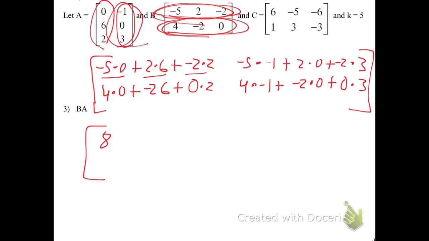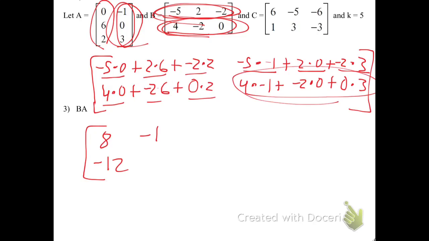Okay, I'm going to go to the second item here. 4 times 0 is 0. -2 times 6 is -12. And 0 times 2 is 0. So we got 0 plus -12 plus 0. That's just -12. Moving on to the second column, we got 5 times -1 is 5, 2 times 0 is 0, and -2 times 3 is -6. So we get 5 plus 0 plus -6, that's -1.